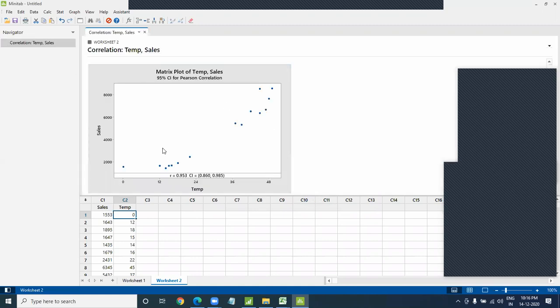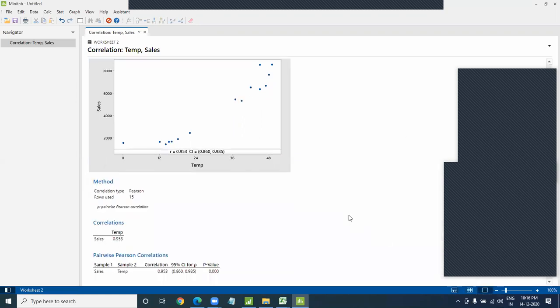This graph is a scatter plot. We'll talk about the scatter plot also, but let's scroll down here and have a look at the test results. What do you mean by this p-value? P-value 0.00. What does it tell you? Is there a relationship or not? P-value 0.00, null or alternate? It's alternate. Yes, there is a relationship.